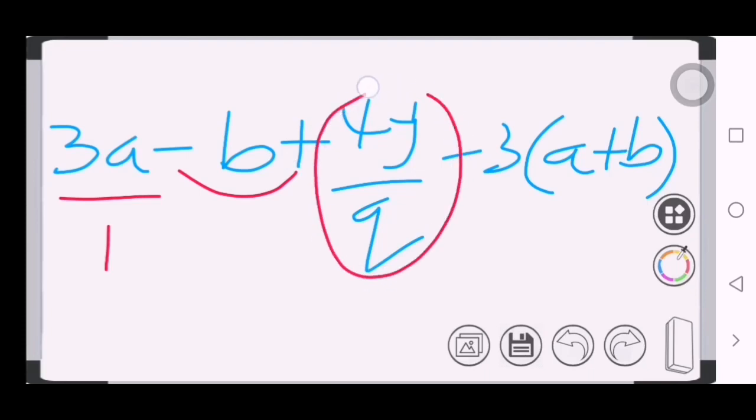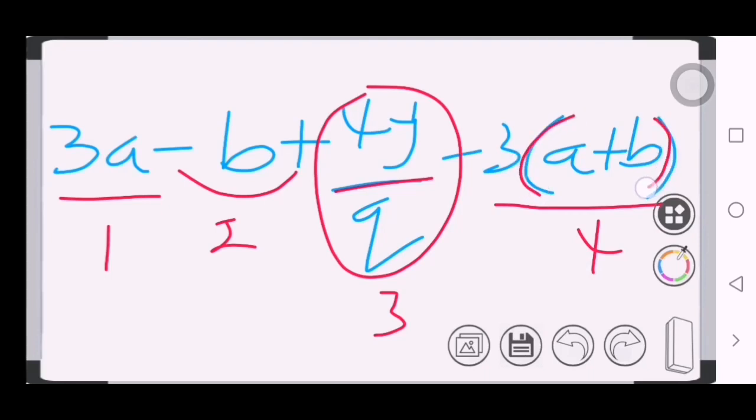We have 3, the whole of 4y over q. Remember, the division here makes everything one term. Then the whole of this becomes one term because there is a bracket here, and the 3 is being multiplied by whatever that is inside. So 3 bracket a plus b is the same as 3 times into bracket a plus b. So everything here becomes one term. Therefore, in the whole expression, we have only 4 terms.